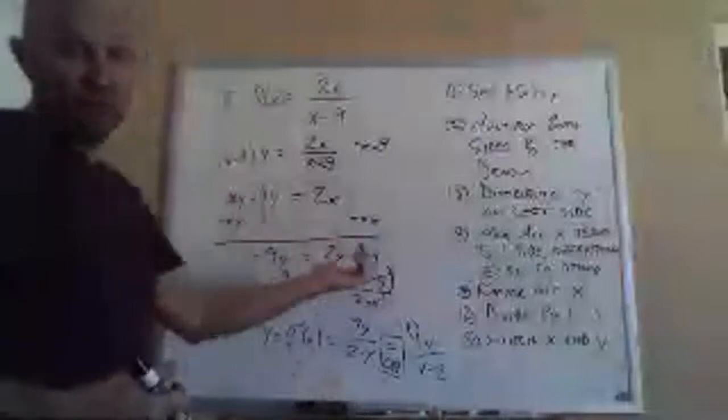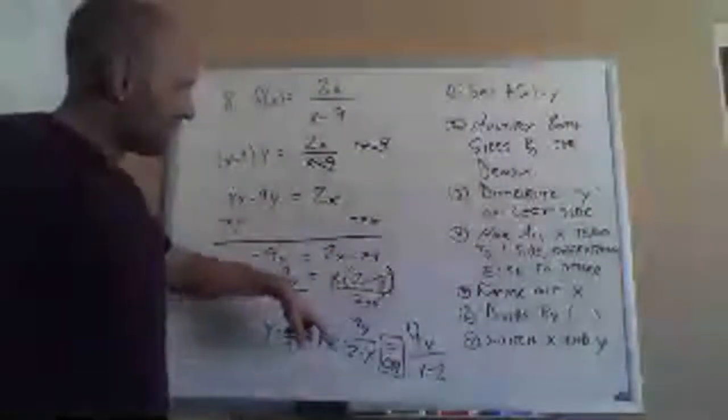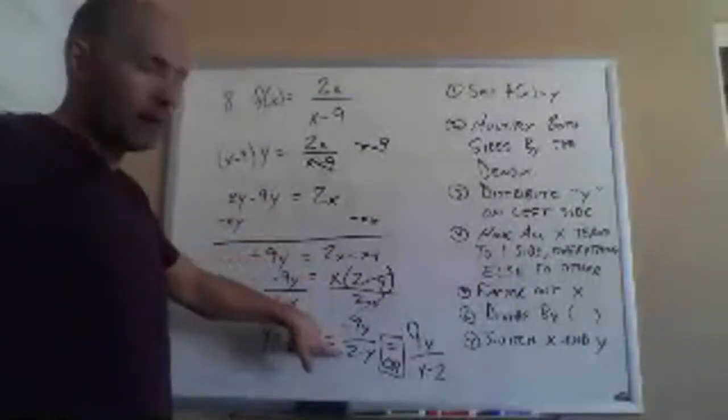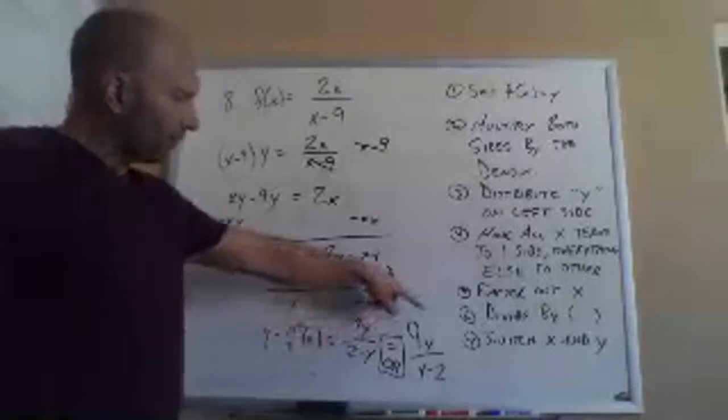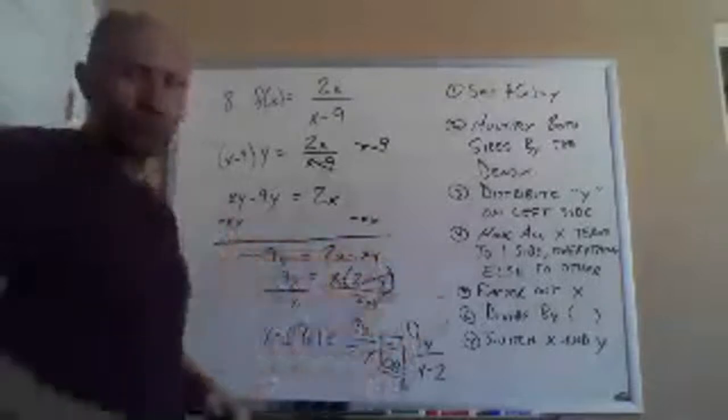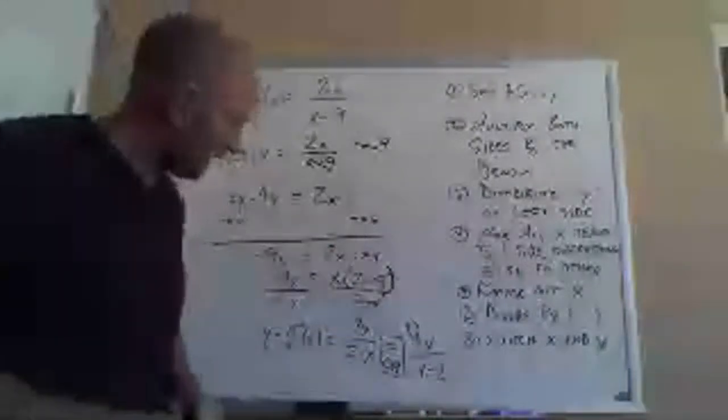And it just depends. Oh, yeah, the shadow. I better stay over here. It just depends on which way you move the x piece. So you could either have negative 9y over 2 minus y as an answer, or you could also have 9y over y minus 2.